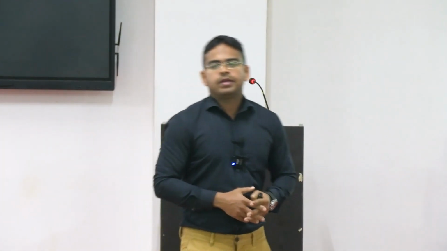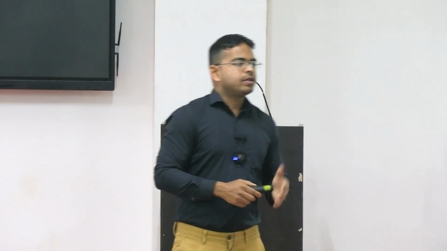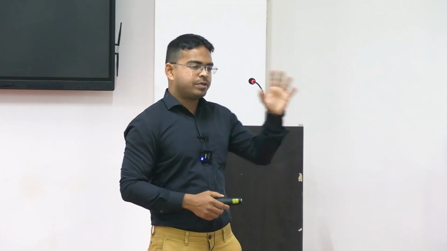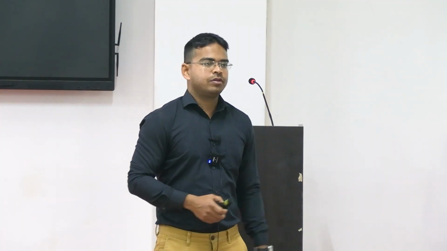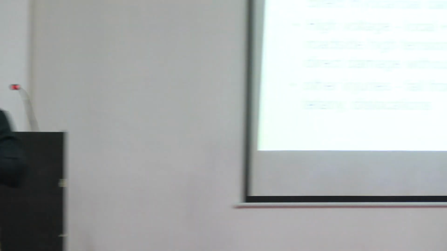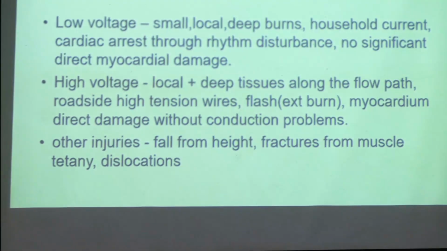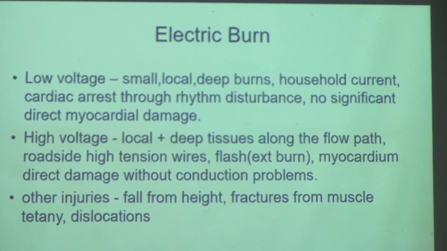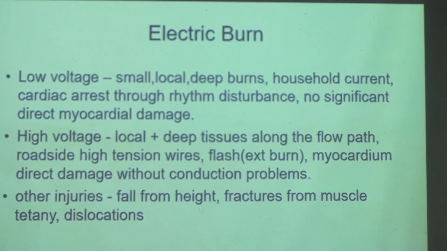In high tension wires in roads and all, the high voltage burn happens when you touch the high tension wires. So this high voltage burn causes deeper tissue injuries. It causes direct myocardial damage, unlike in case of low voltage burns, where the conduction of the heart is disrupted mainly.